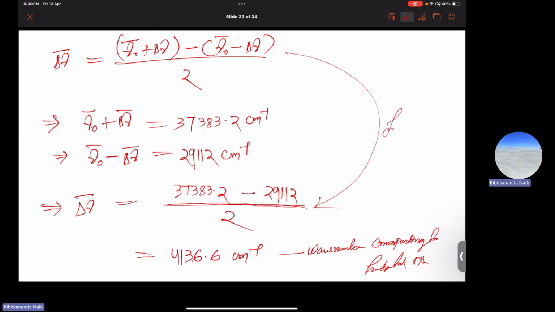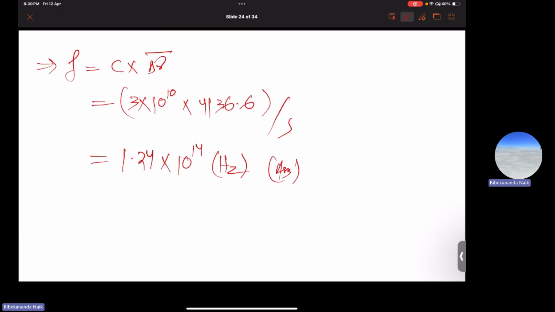So from the expression we can obtain this. If you calculate, it will give the wave number which corresponds to the fundamental vibration. Since the wave number is known, the value of frequency will be velocity into wave number. The value of c we put here is 3 into 10 to the power 8 meter per second. Then to convert centimeter inverse to meter inverse, we multiply by 10 to the power 2. So the correct answer will be 1.24 into 10 to the power 14 hertz.